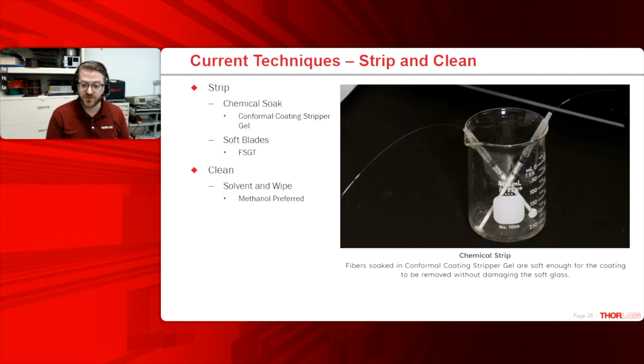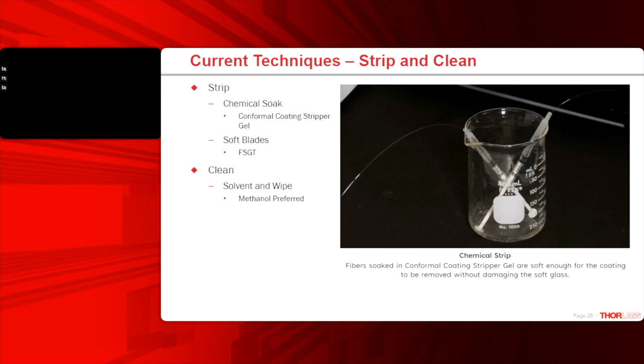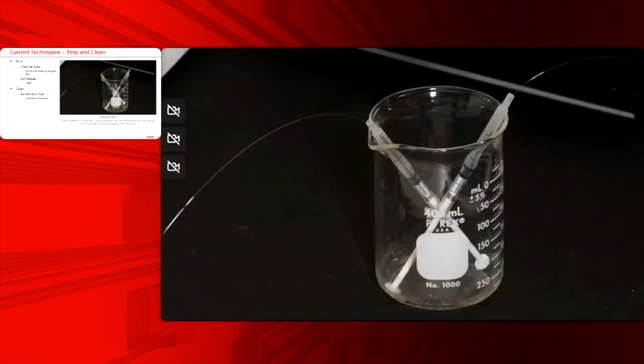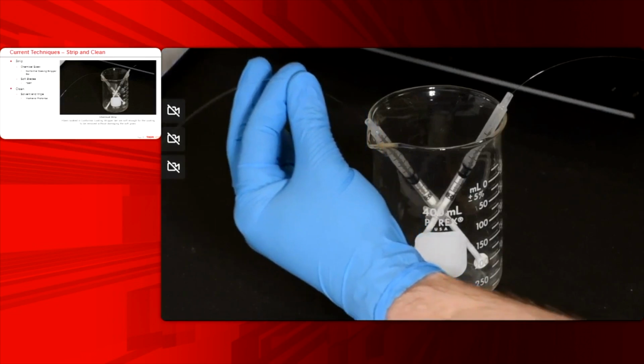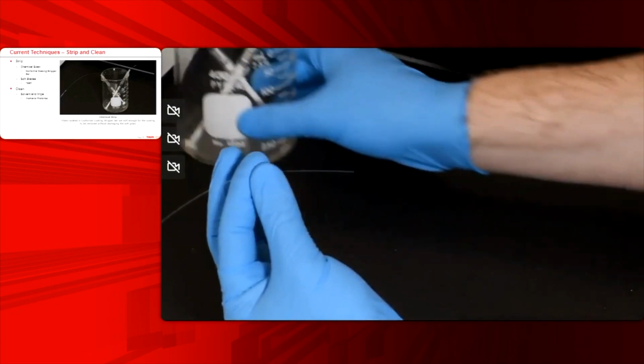So now on to demonstration. I'm going to start this video off right away. Again, always use personal protective equipment. What I have here is an indium fluoride fiber. This is a multi-mode 100 micron core, 190 micron cladding diameter.